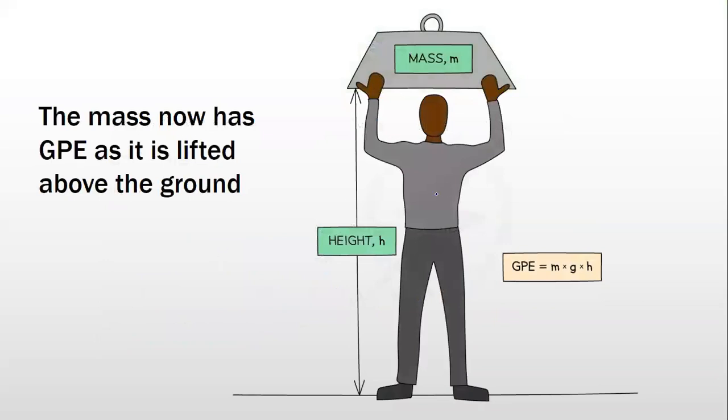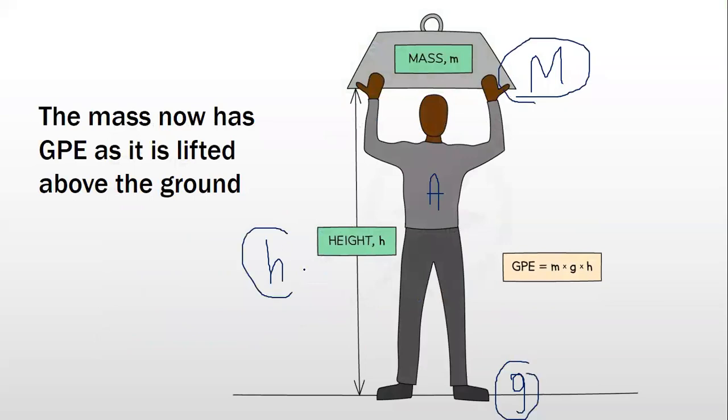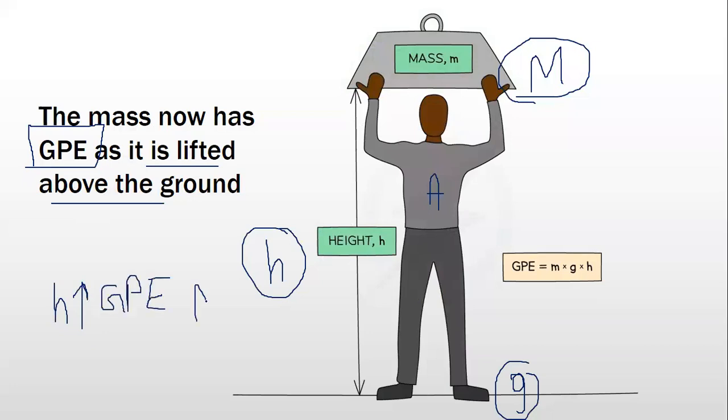So here you can see this is a person A, and the person A has lifted a mass due to the gravitational force and at a height. तो ये क्या है? All these factors, mass, gravitational field strength, and the height it has been lifted to, all make up your gravitational potential. So the mass now has GPE as it is lifted above the ground. The height of the mass has increased. Hence, I can say that the gravitational potential energy of the object has also increased, and hence the formula says GPE is equal to mgh.